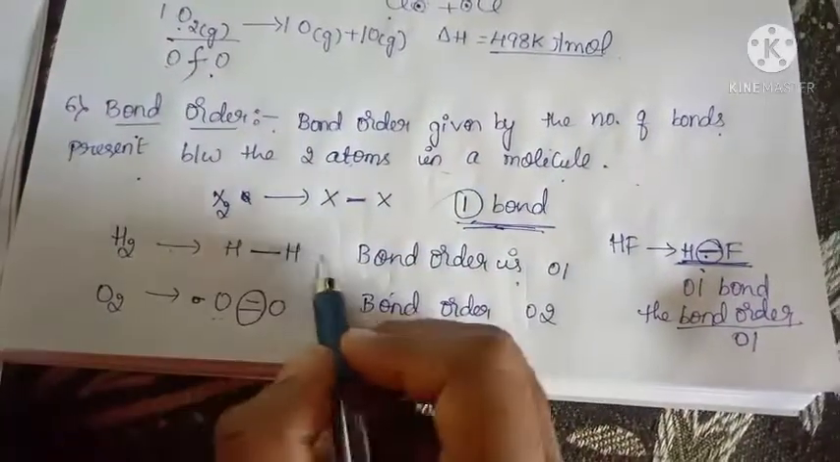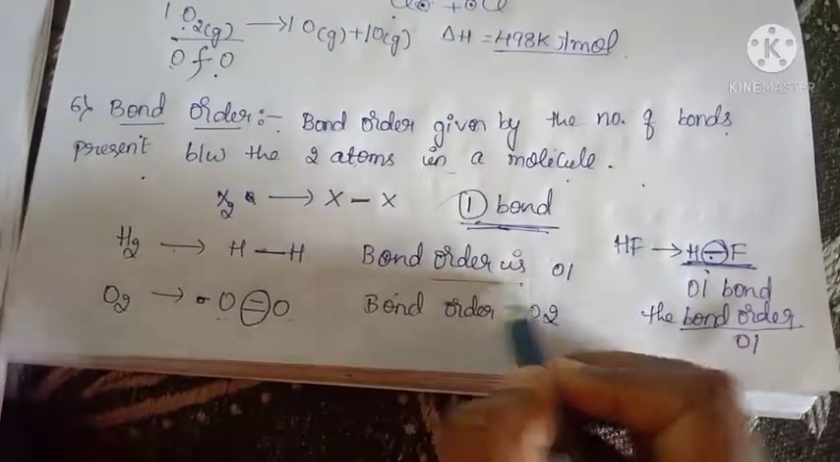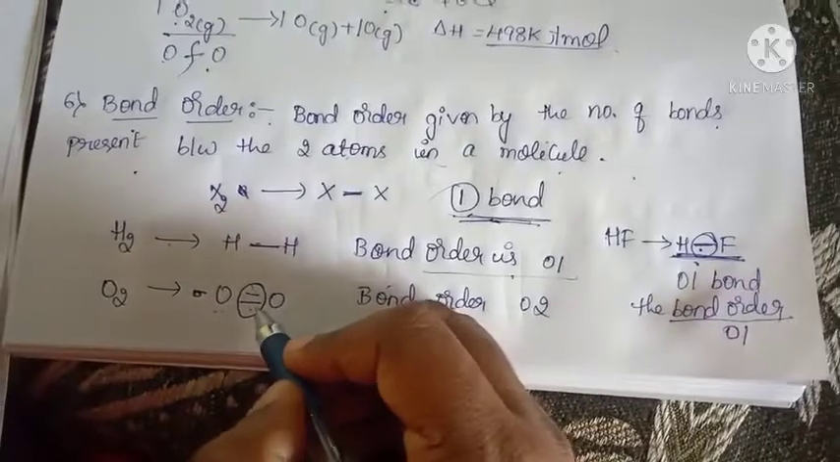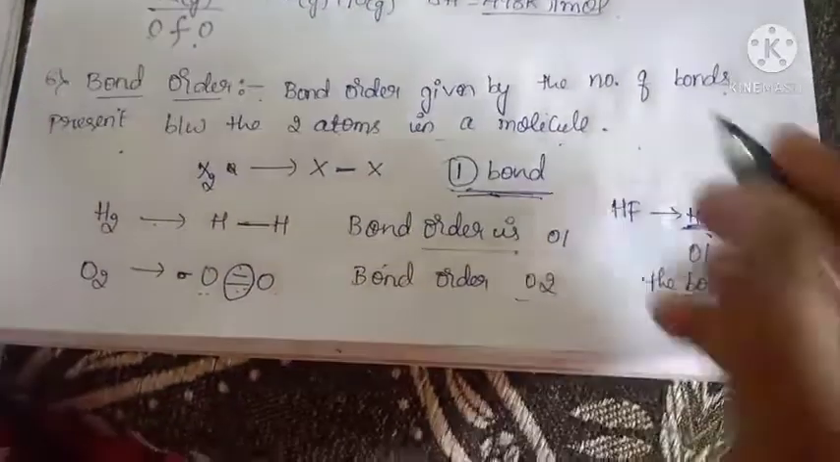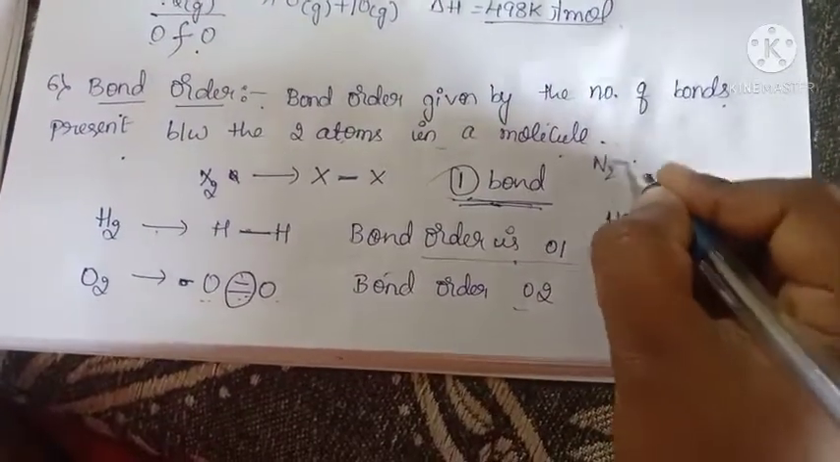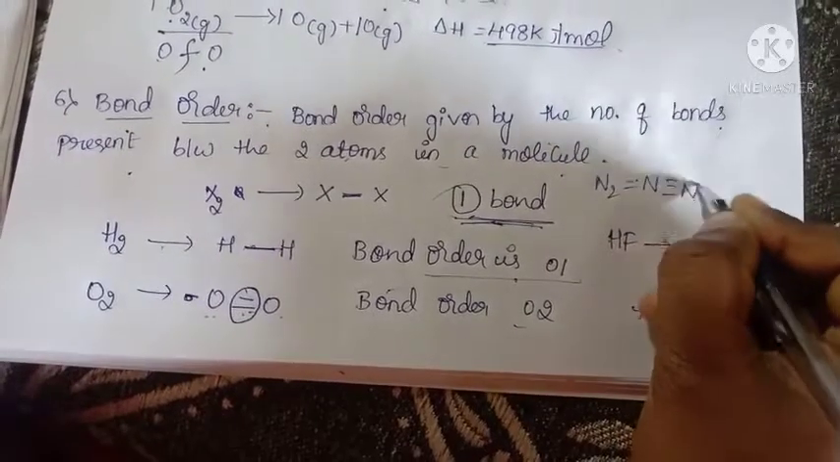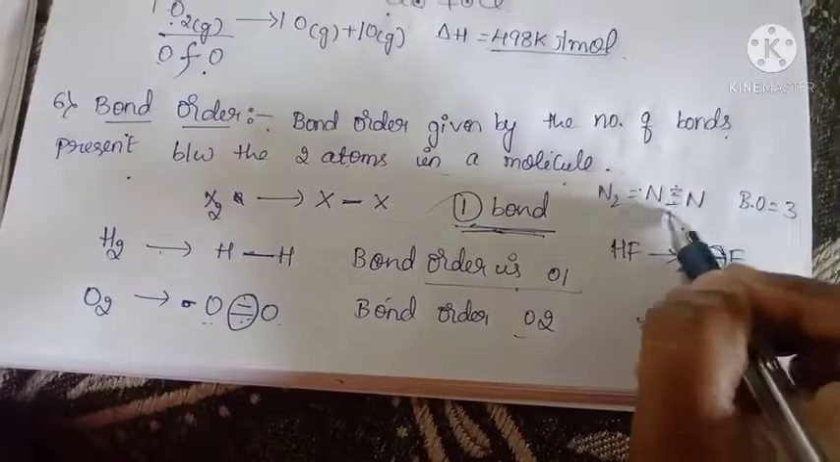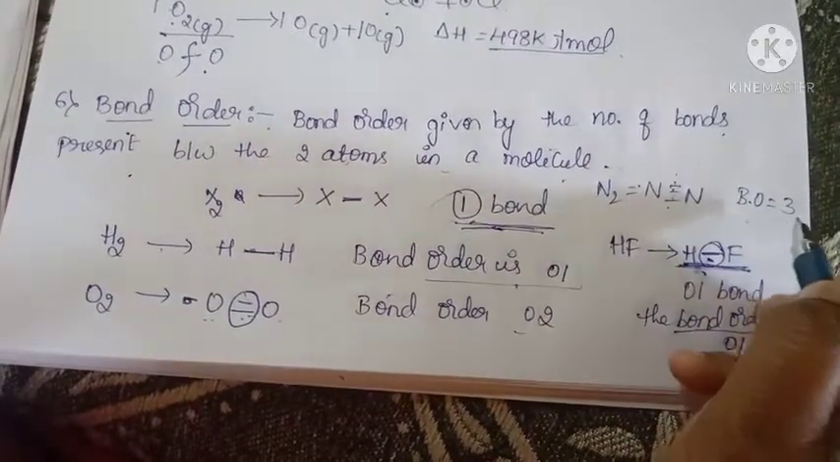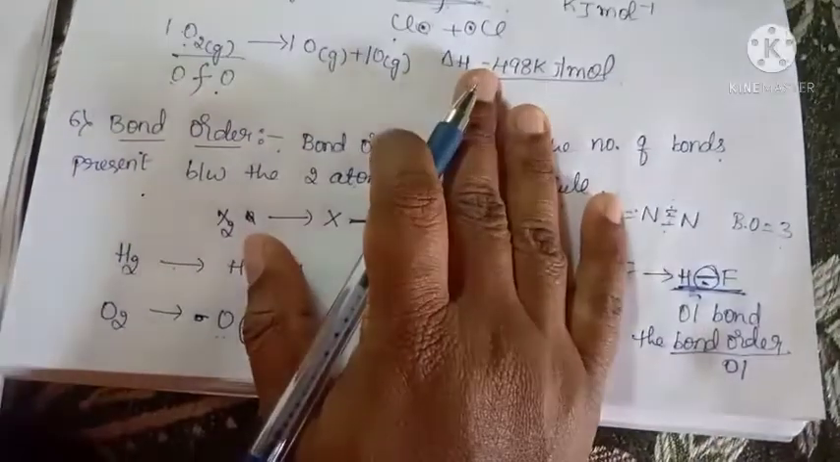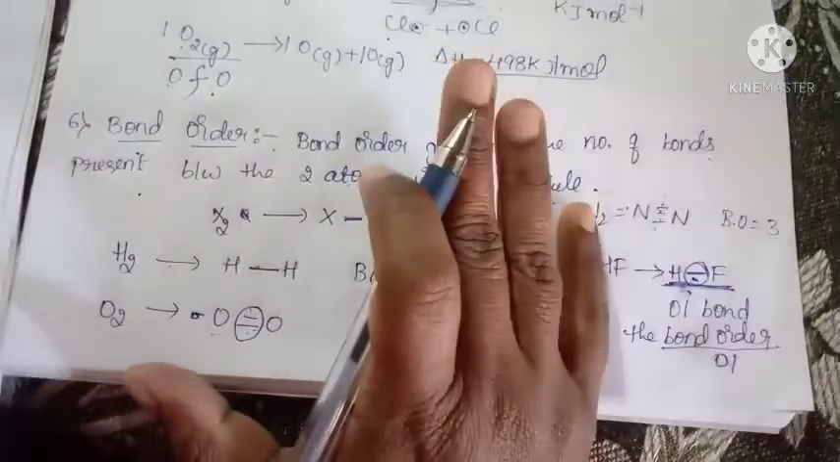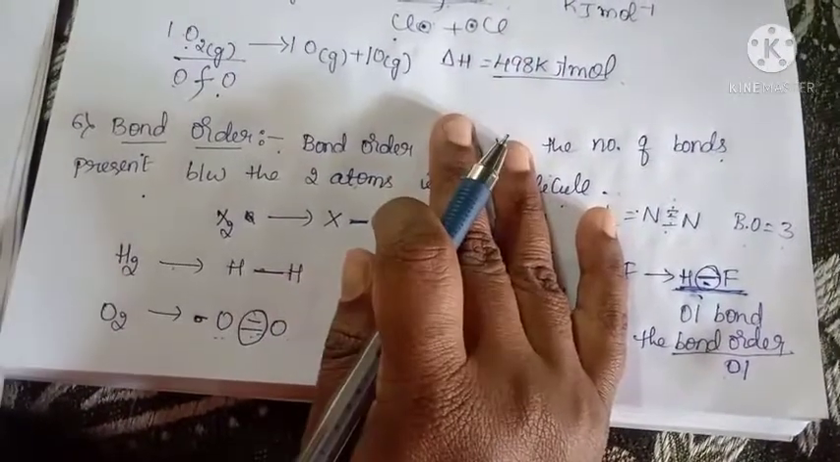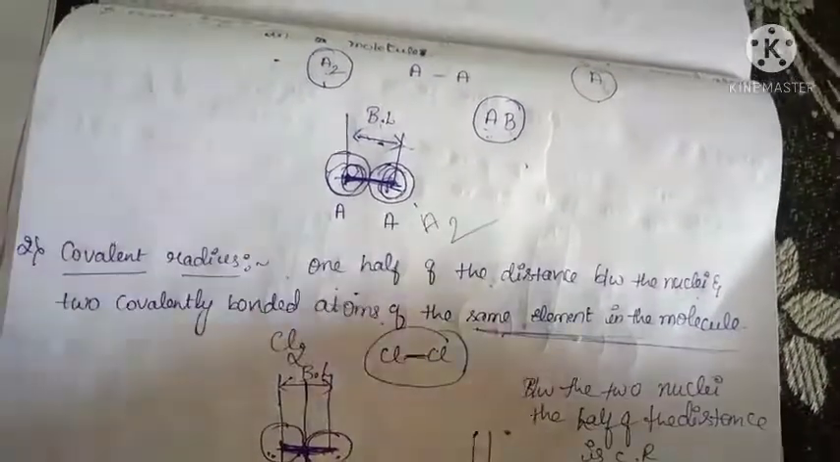Here H2 has only a single bond, so bond order is 1. Here O2 has a double bond, so bond order is 2. For nitrogen, N2, N triple bond N, there are 3 bonds present, so bond order is 3. These are all about the bond parameters: bond angle, bond enthalpy, bond order, and van der Waals radius and covalent radius. Thank you one and all.